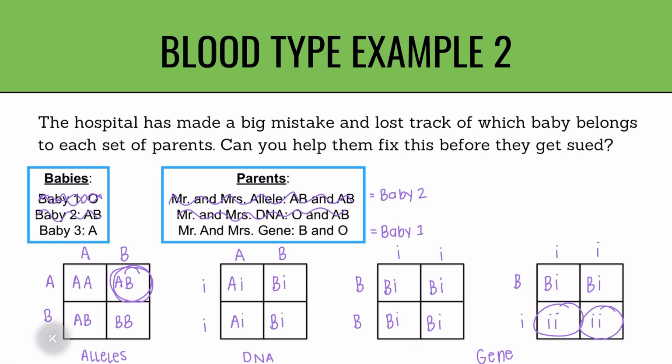Then finally baby three is blood type A. I have blood type A here, so I know it's the DNAs' baby. But by process of elimination, because there also is this option that's A, but there's no AB baby available for the DNAs, I know by process of elimination that it has to be the other couple's baby.